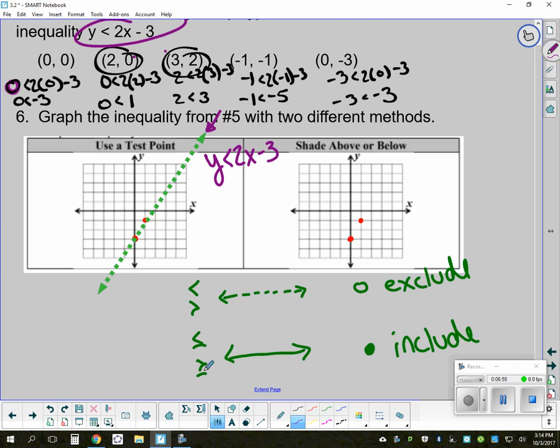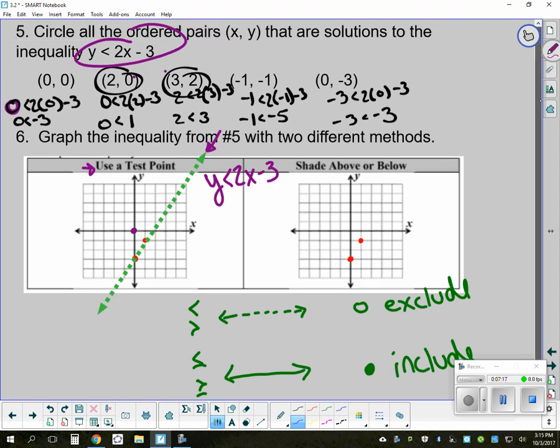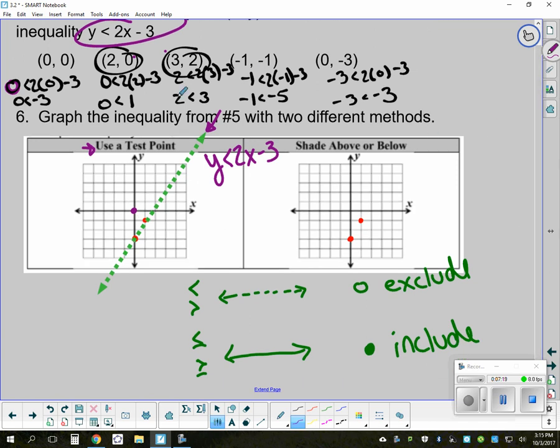This is where we get the 2 different ways. So the first way is to use a test point. Using a test point, you're going to pick any point you want, but it cannot be on your line. The easiest one to pick is 0, 0. Take that point and plug it in to your inequality, just like we were doing on number 5 here, which in fact we already did. I already plugged 0, 0 in. When I plug 0, 0 in, did I get a true statement? No, I didn't. So that means 0, 0 is not a solution.